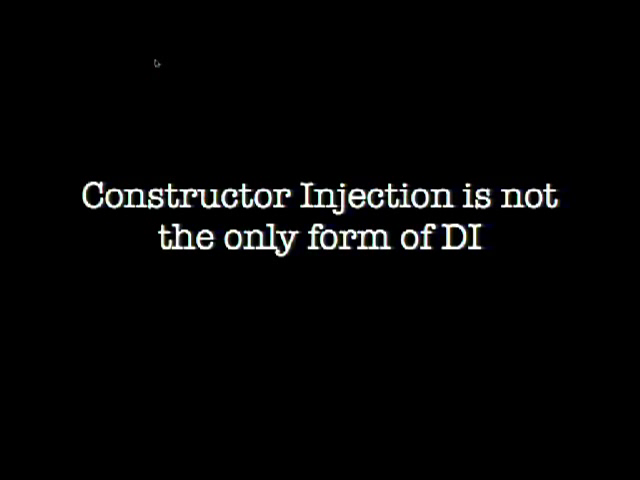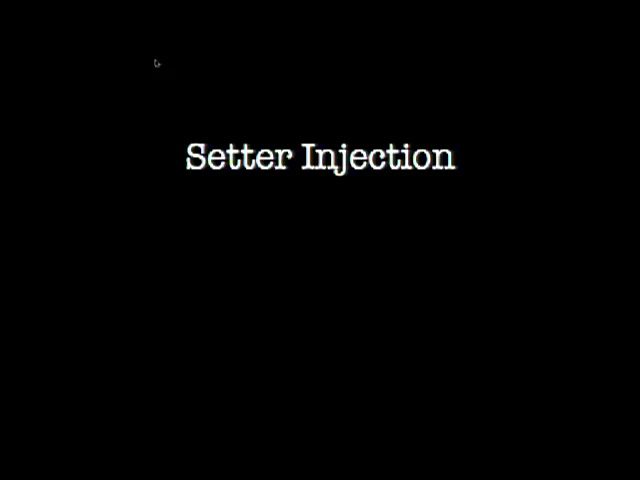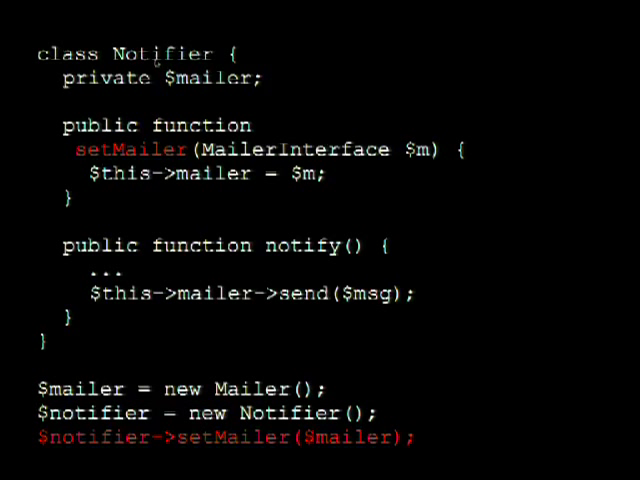Constructor injection is not the only form of dependency injection. It's the most common, and it's certainly by far the most common that we use in Drupal, but there are some other forms. Another common form is setter injection. With setter injection, rather than injecting things in the constructor, here we have a setter method, setMailer, that again accepts anything that implements the mailer interface. And so your calling code, after instantiating the object, will need to call the setMailer method and pass in the dependency.